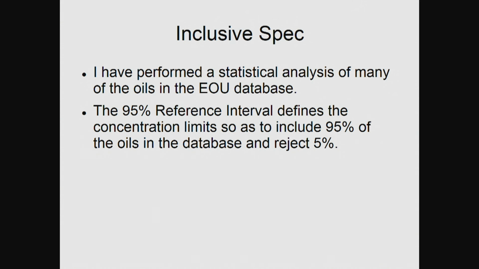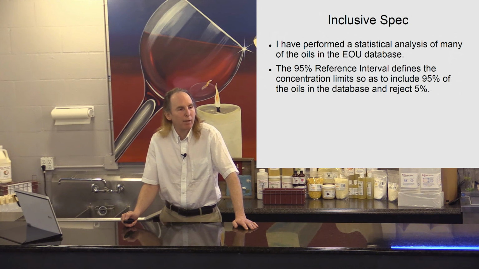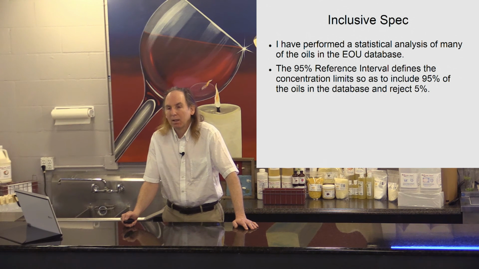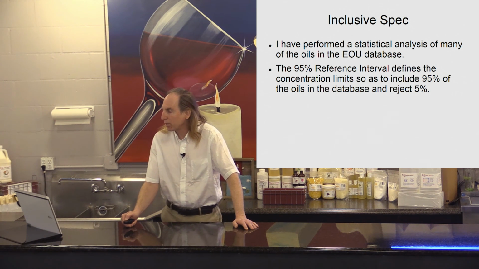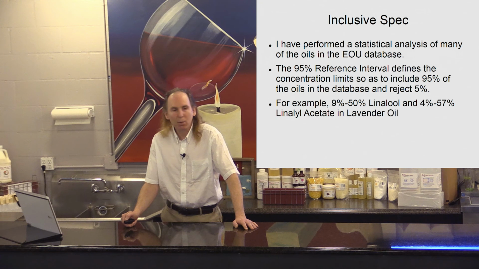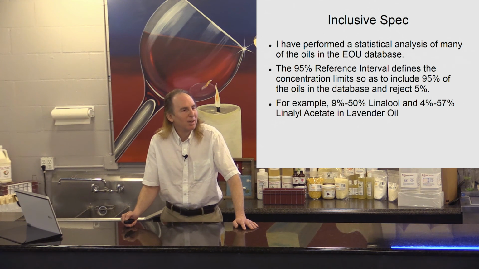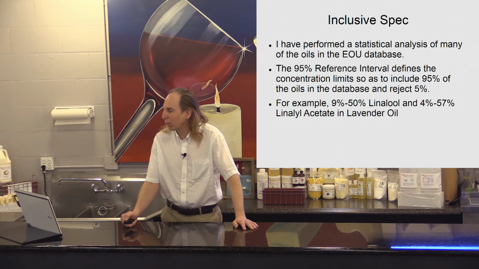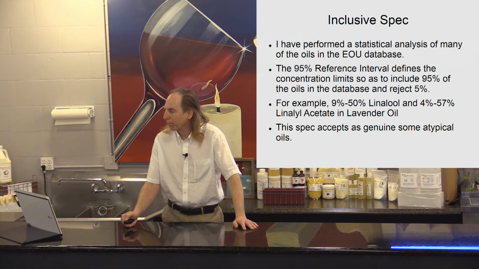Even then, it's going to reject 5% of the genuine lavender oil samples. For example, the 95% spec says linalool should be between 9 and 50%, and linalyl acetate between 4 and 57%. So you're all looking puzzled right now. I'm going to show you a picture which hopefully will make it a little bit clearer.